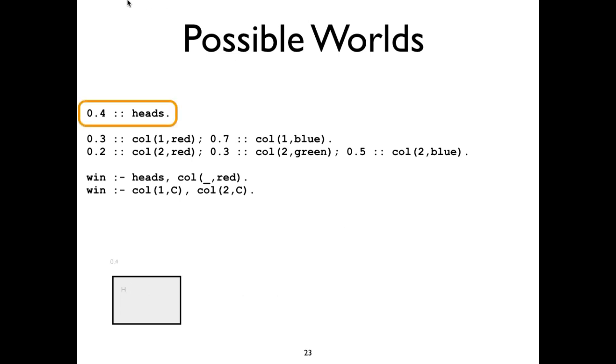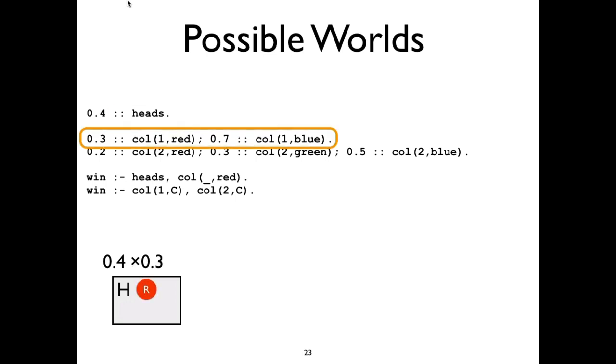So the first thing that we'll notice, okay, there is this probabilistic fact heads. So if I want to sample a possible world, I toss a coin, here with probability 40%, and suppose it comes up heads. Then I can add heads to my possible world, and I have done the first probabilistic choice.